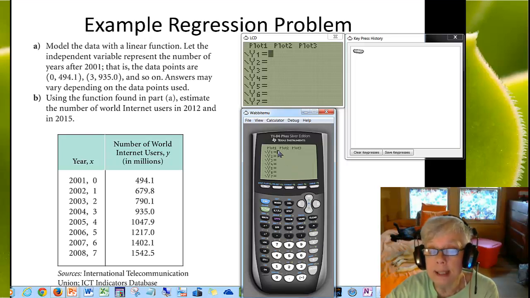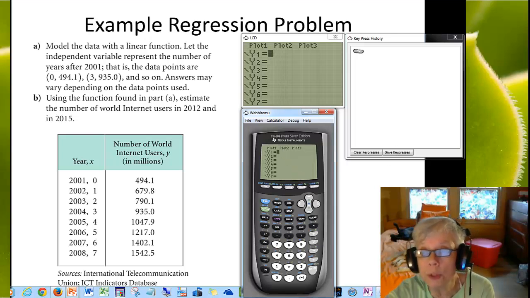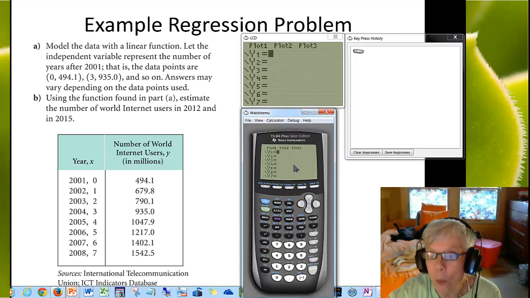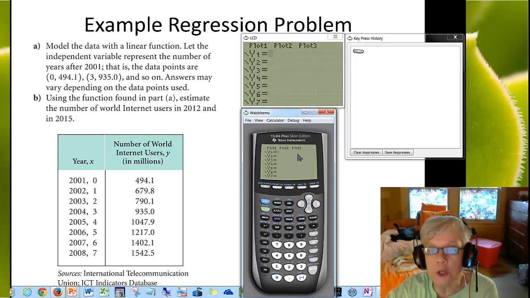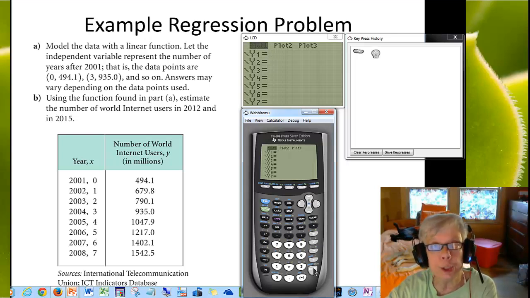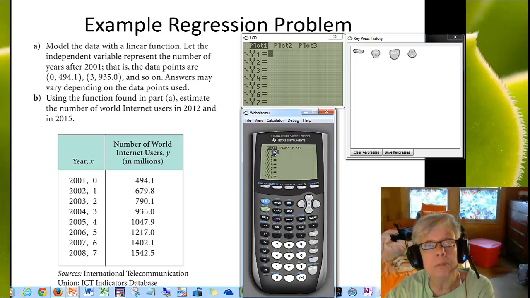Now, if this is how you see your Y equals screen with nothing written there, I'm pointing instead of moving the cursor so you can see it. What I want you to do is go up here to plot one, right here, plot one. Hit your arrow up key and hit enter. And then come down. Notice what that did. That highlighted plot one.